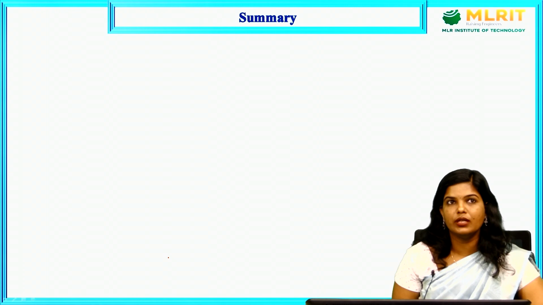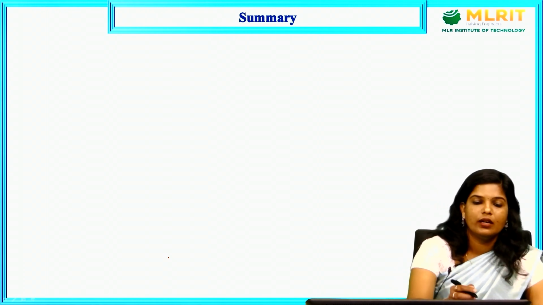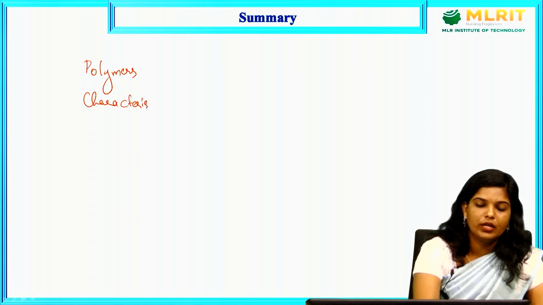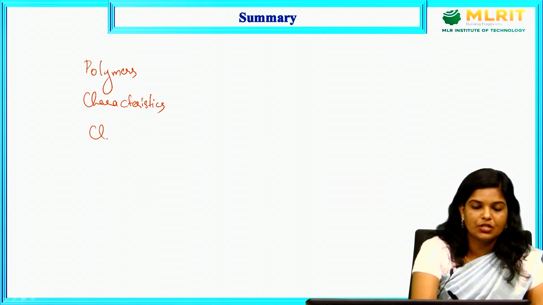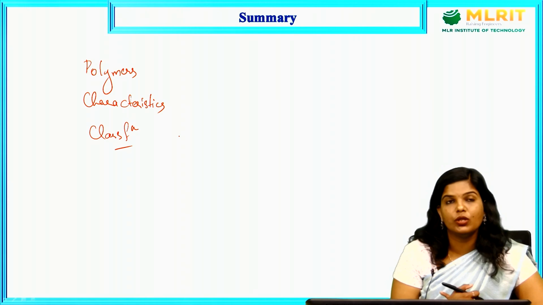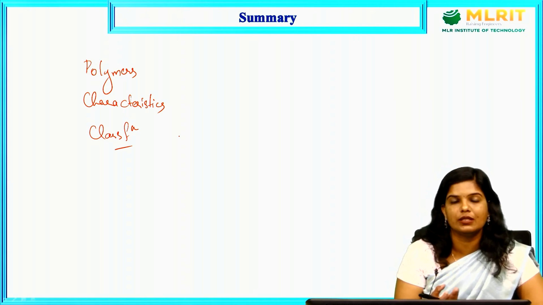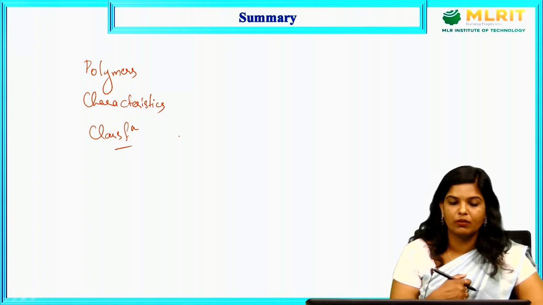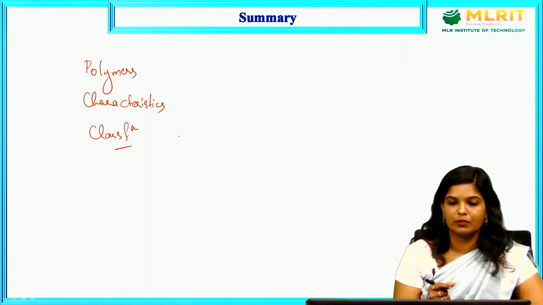I hope in today's class you have learned at least the basics of polymers. We learned what polymers are, then their characteristics, then we looked into classification and the different types of classification. All these were today's class. Next time we will look at the different mechanisms of addition polymerization and how a monomer is converted into a polymer with the help of free radical mechanisms. Thank you.